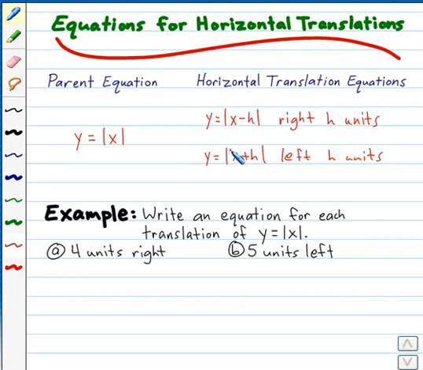Let's use these two forms of the horizontal translation equations to work through an example problem together. Here we want to write an equation for each translation of y equals the absolute value of x. In part A, our translation is 4 units right. So what do you think the value of h is for part A? Once you think you have the correct value of h, hit the continue button to move on.